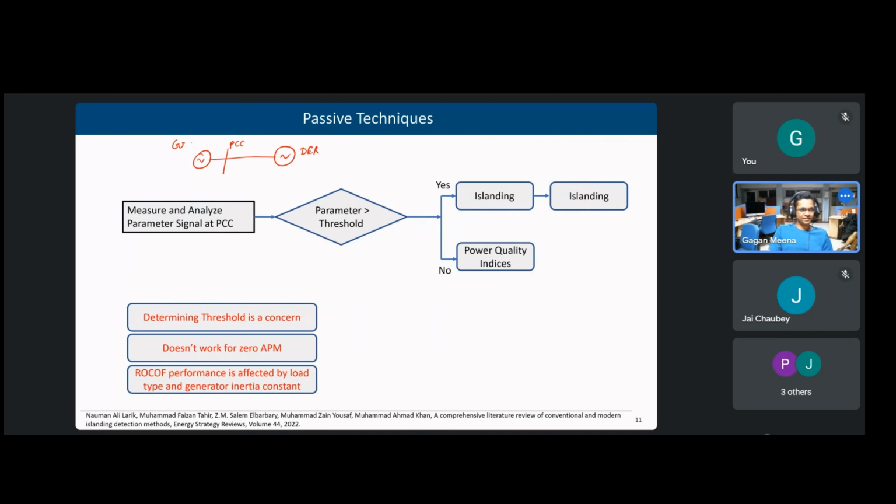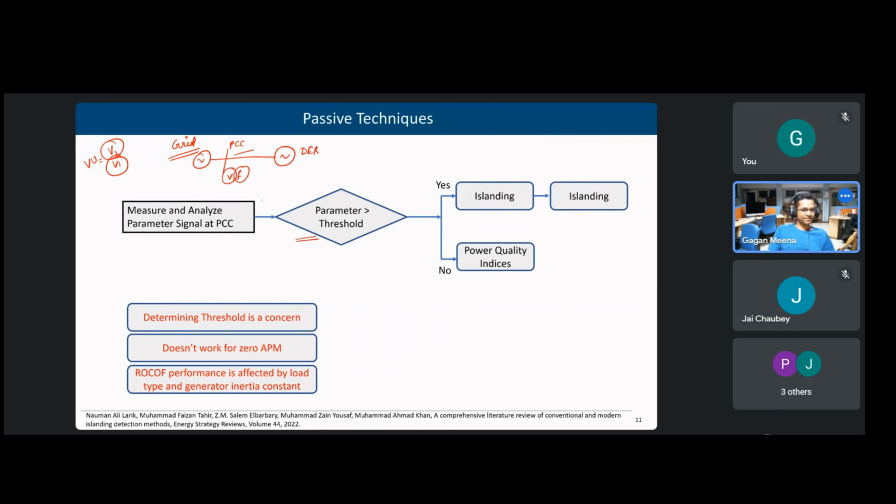If it is not greater than the threshold, then there is no islanding. So here it should disconnect the DG. But in these passive techniques, the problem is how to determine the threshold, how much it should be. So designing of the threshold is a challenge here.